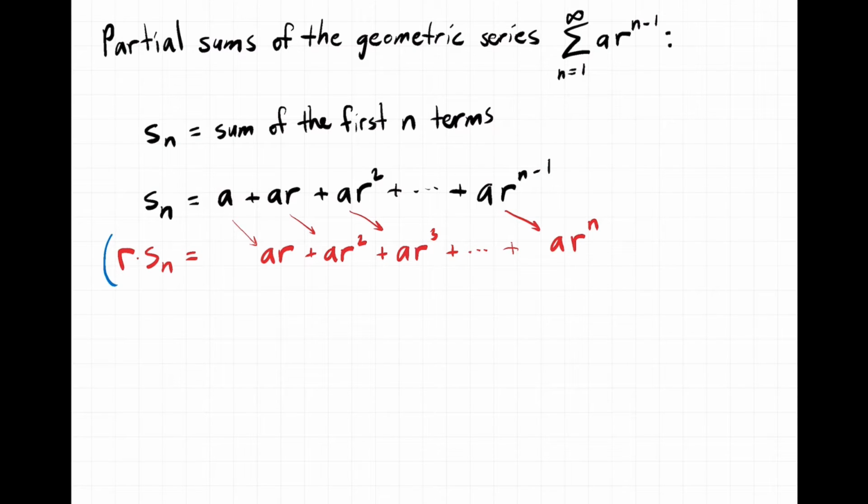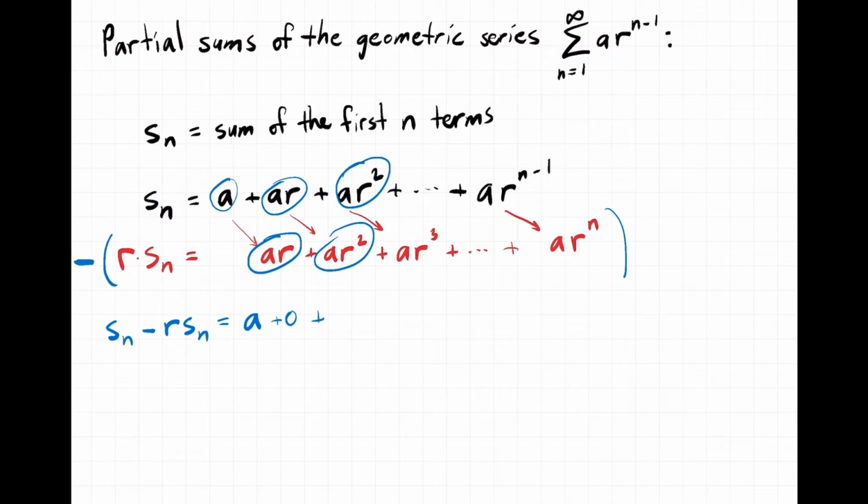Let's take this entire second line and subtract it from the first line. So on the left-hand side, I'm going to have Sn minus rSn. On the right side, what will I get? Well, there's this a right here, so I'll have an a here. Now, we're going to have ar minus ar. So what do I get? Just 0, nothing, right? So plus 0. We're going to have ar squared minus ar squared. That's going to be plus 0 again.